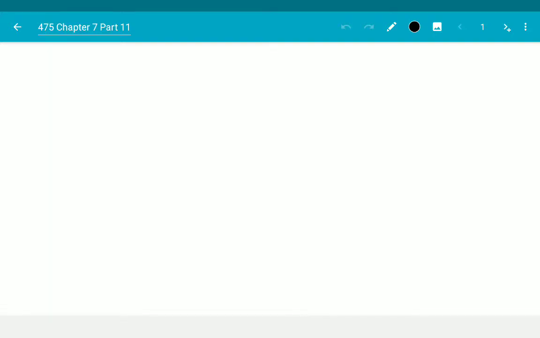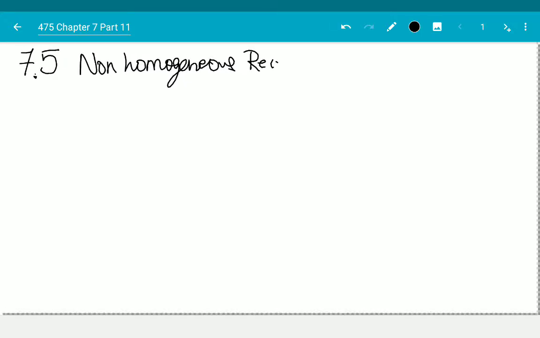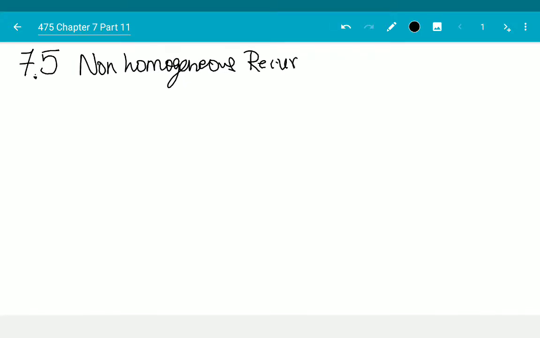In section 7.4, we saw how to do recurrence relations which are homogeneous in nature, linear homogeneous recurrence relations. Now we are going to look at non-homogeneous recurrence relations.